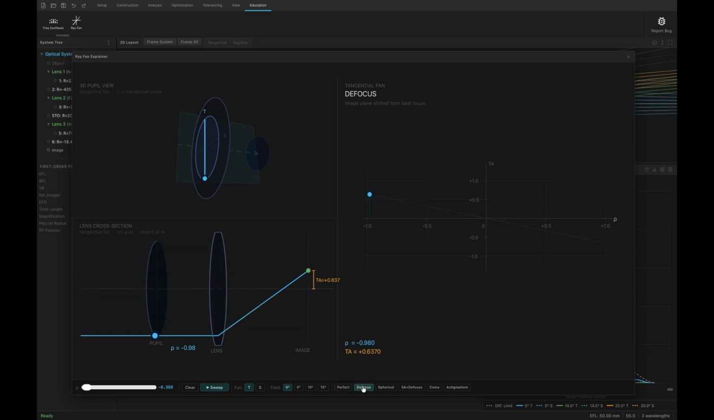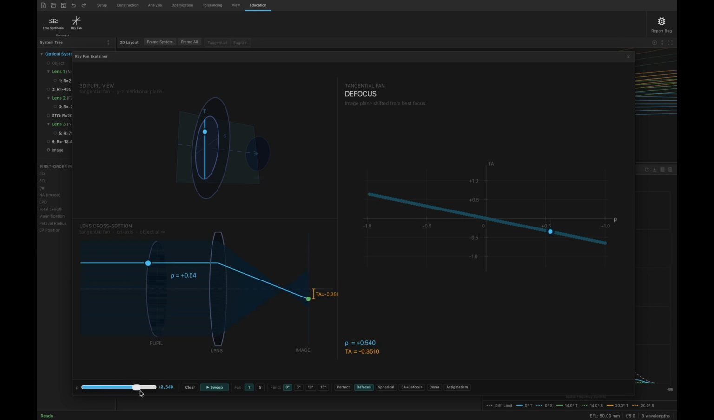So let's start by going to defocus over here and hitting sweep. What we're doing in defocus is we're taking the image plane, which should be here, and we're moving it back, or we could also move it forward if we want. And what that's going to lead to is a sloped, straight line ray fan. And that's because when we're too low, the ray is going too far and it's going to land too high up, and that's going to lead to the point being above zero. Whereas when we go to the other side, it's going to end up too low, also because it goes too far. And that's going to lead to a negative transverse aberration here.